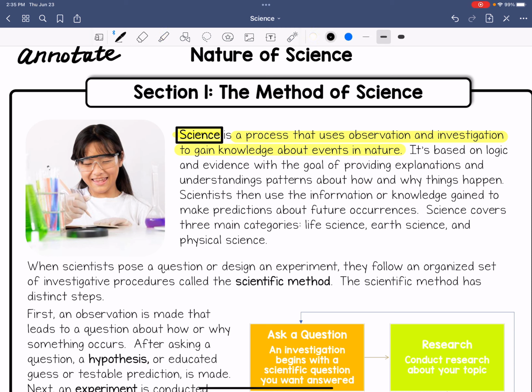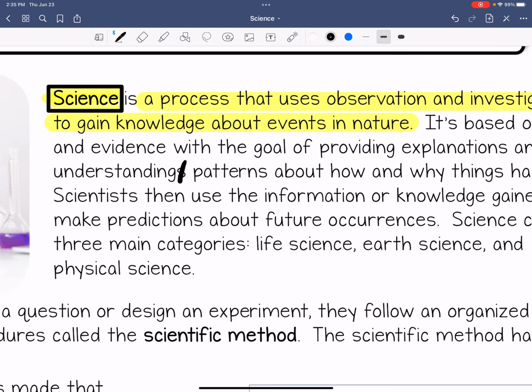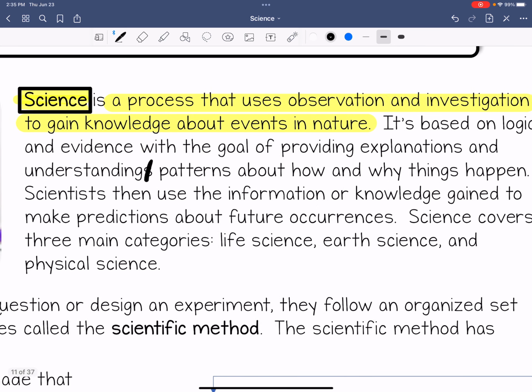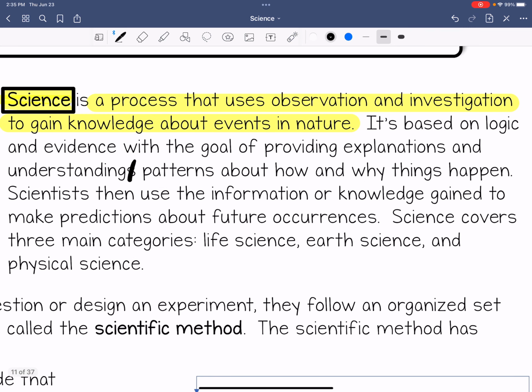Okay, reading on, it says that it, meaning science, is based on logic and evidence with the goal of providing explanations and understanding. There's a mistake here. We need to take off that S right there. Understanding patterns about how and why things happen. Scientists then use the information or knowledge gained to make predictions about future occurrences.